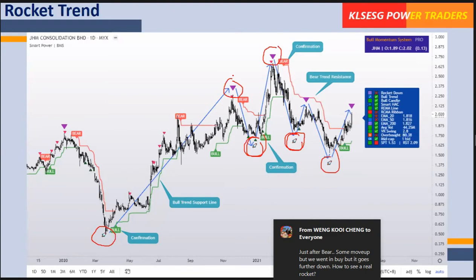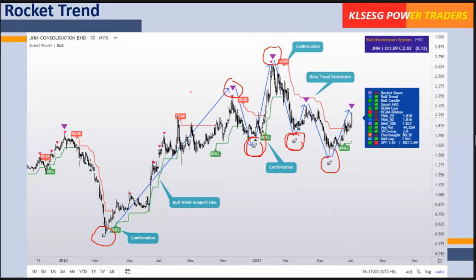Yeah, Wing Kui. Just after bear some move up, but we went in buy and it goes further down. How to see a real rocket?